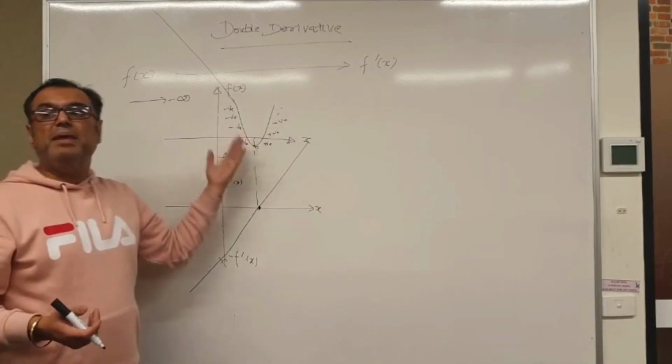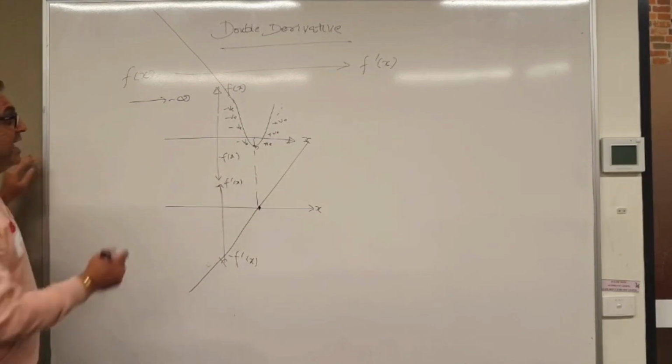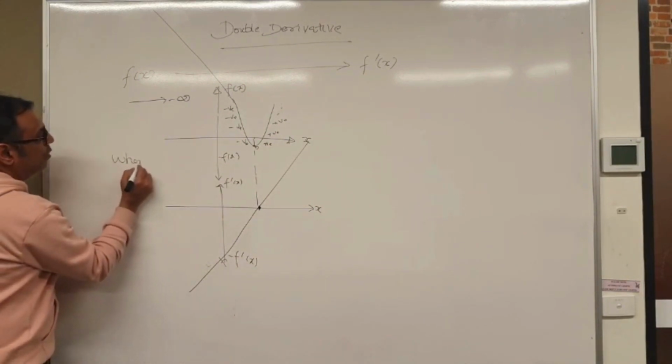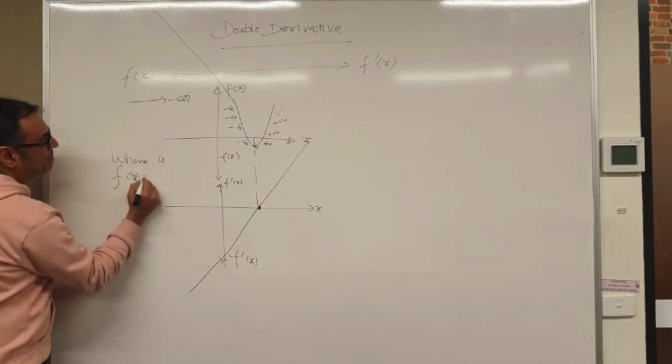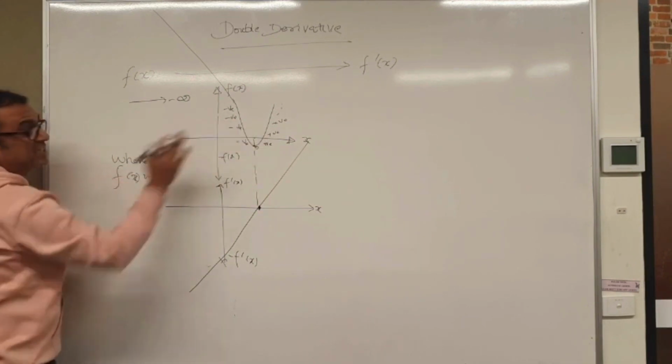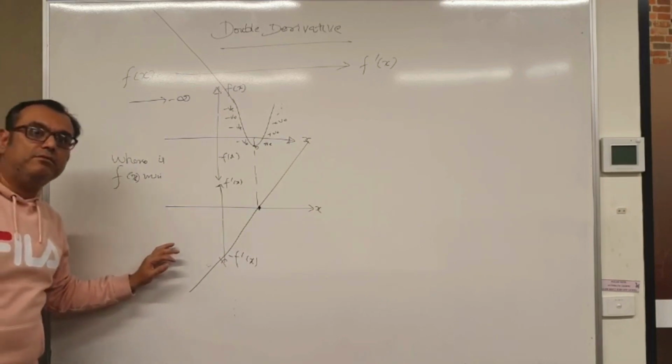Where is this function minimum? Where is f of x minimum? That's what it tells me. So far so good. I haven't talked about the double derivative yet, but is this clear? Right? Yes?